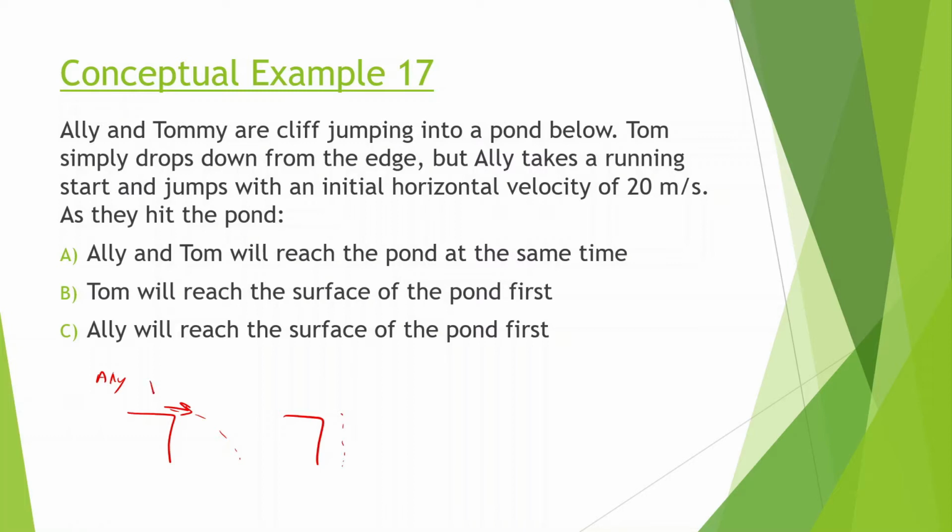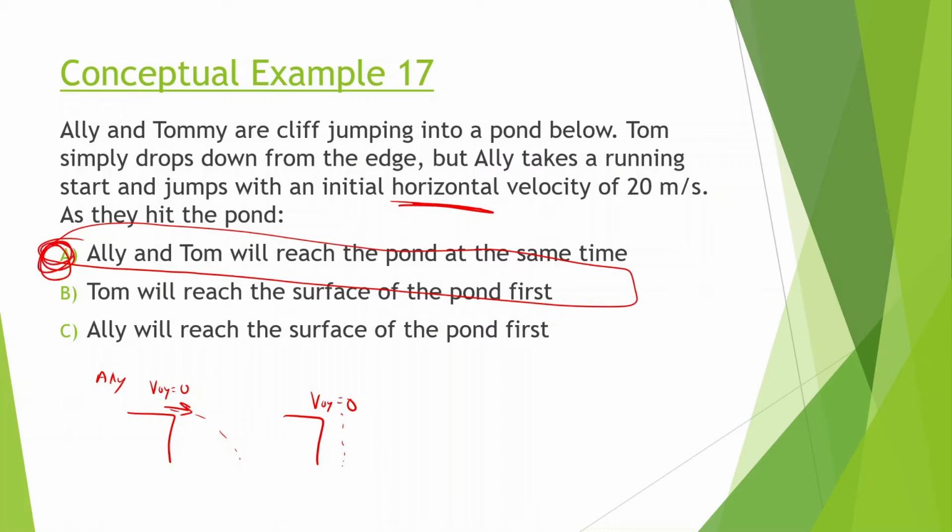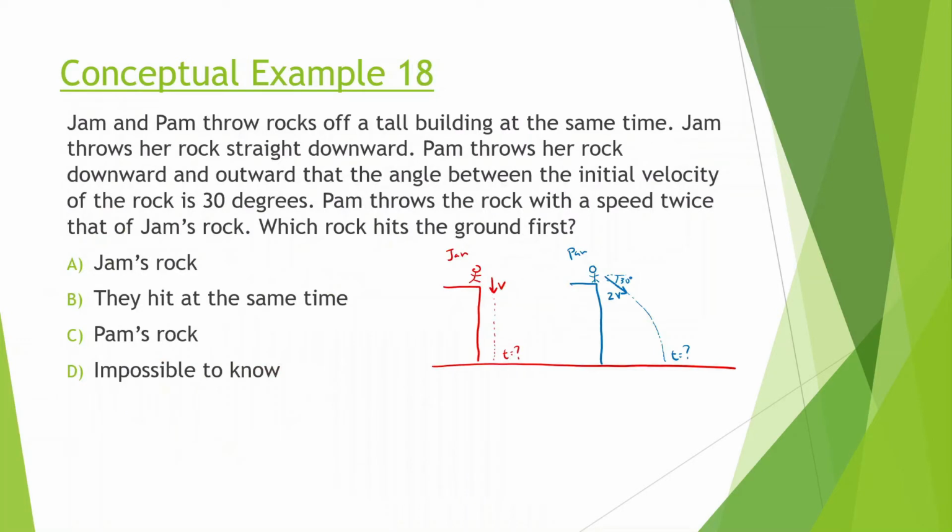What we should know is that they're both going to have initial velocity in the y direction of 0. Even though Allie gets a running start, since she only goes horizontally, the initial velocity in the y is 0. So it doesn't matter how much someone is moving in the x direction, how long it takes to hit the bottom just depends on the y. So since they start at the same height and their initial velocity in the y is 0, Allie and Tom will reach the pond at the same time. Wow, A. Getting sloppy here. All right, let's look at the next question.